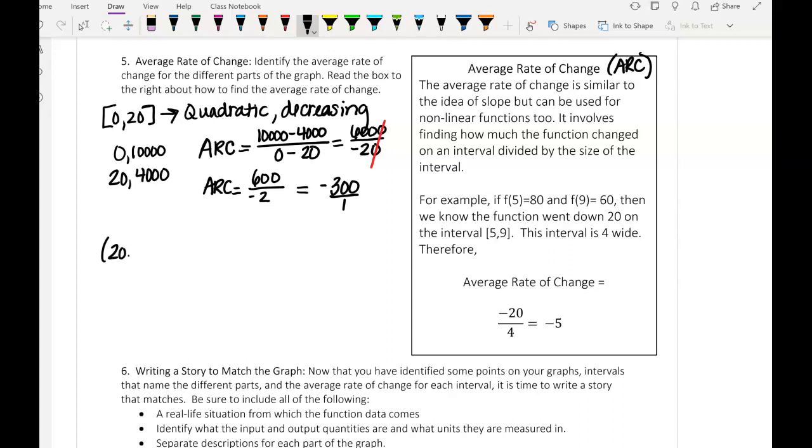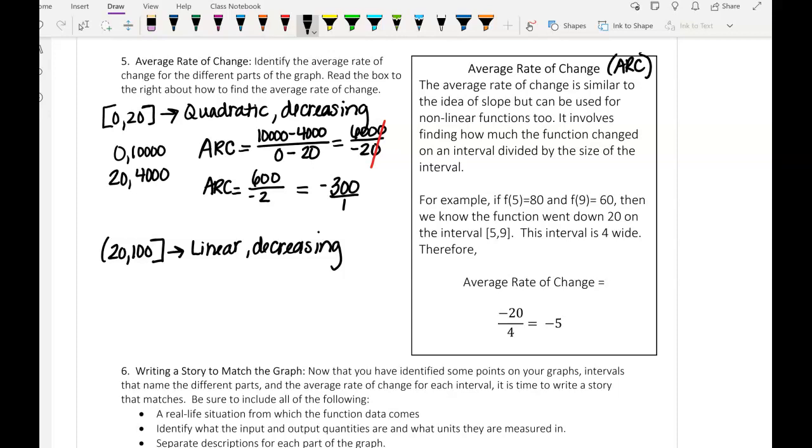For the 20 to 100, which was our linear decreasing, now this one we actually already did find our average rate of change. We could pick any 2 points on there. We could even go from the 24,000 to the 0, 100 and come up with that.